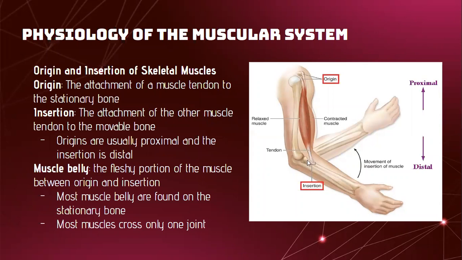As you can see here, the tendons tend to be white in color. They're very tough, fibrous connective tissue. And then the muscle is just muscle, which is red in color because of red blood cells. Most muscles cross only one joint. So this is the joint right here. It's a hinge joint, as we discussed last week. You can see the muscle crosses just this one joint. Not all muscles do, but most of them do.